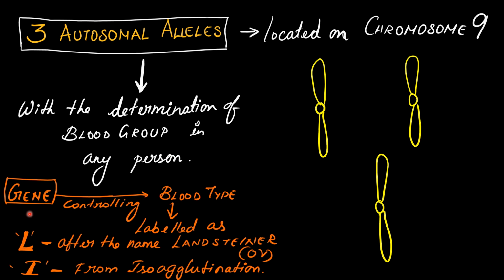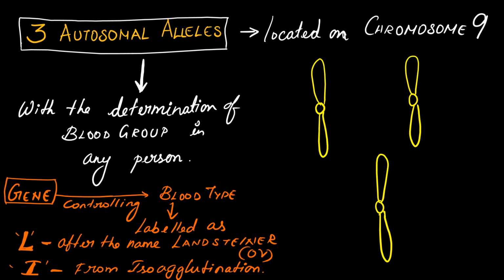And the gene which is responsible for this blood group can be labeled as uppercase L after the name of Landsteiner, or it can be labeled as uppercase I after isoagglutination. What is isoagglutination? Agglutination is a blood clotting mechanism. So it is going to clot only the blood, not any other fluid in your body, so it is called isoagglutination. In your book, most of the places they have utilized only uppercase I to denote the gene for the blood group.